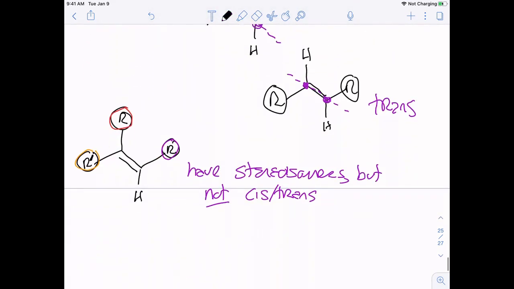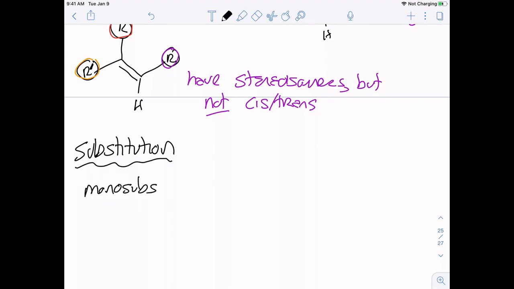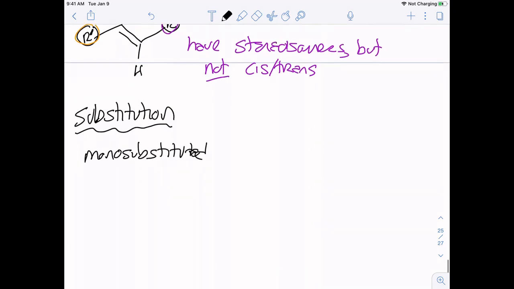I do want to talk about substitution real quick. I've thrown a couple of those terms out already. So substitution. So we can have mono-substituted. Right, if it's mono-substituted, it's only going to have 1 carbon-based group attached to the carbons in my double bond. So my double bond, and I'm going to have 1 carbon group. Doesn't matter which carbon I attach it to, but I'm going to have 1 R group.